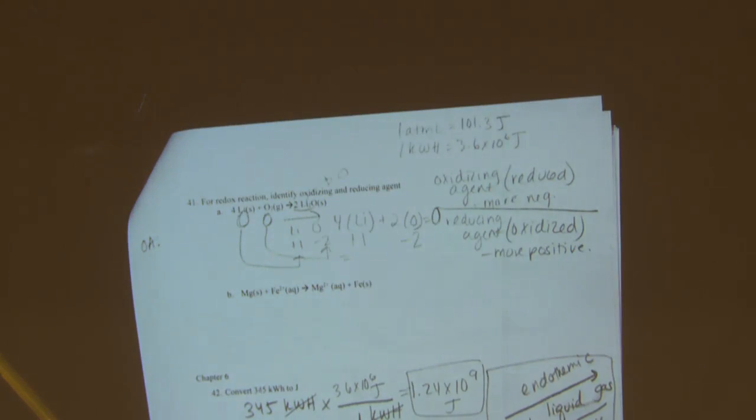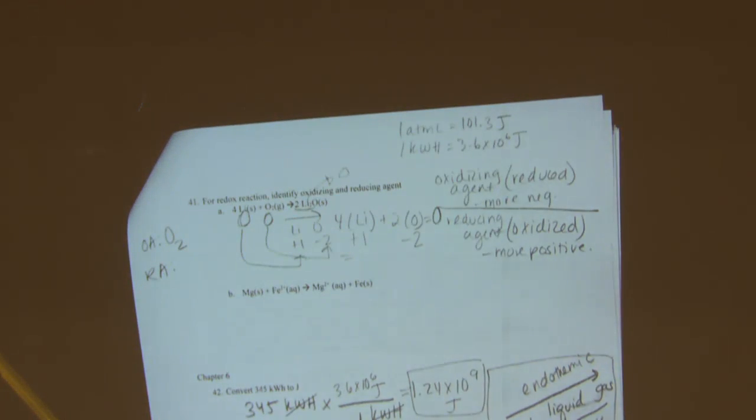So obviously we see some changes, right? Lithium goes from 0 to 1, and oxygen goes from 0 to -2. So what is my oxidizing agent? Oxygen, right? Perfect. And what is my reducing agent? Lithium. Awesome.